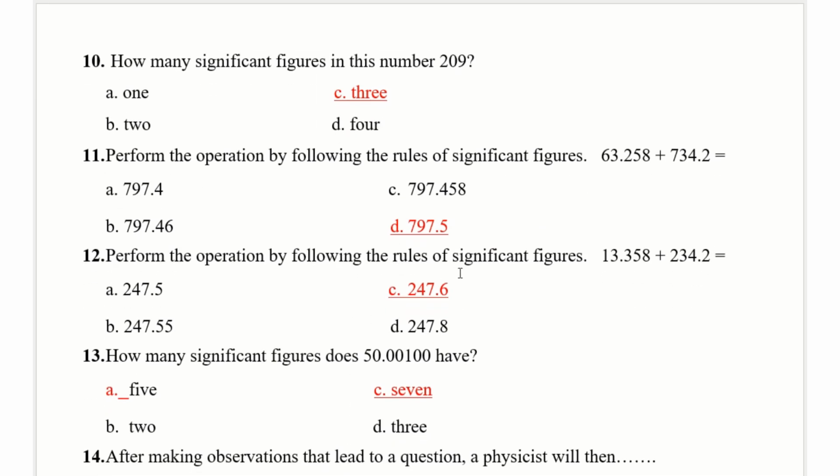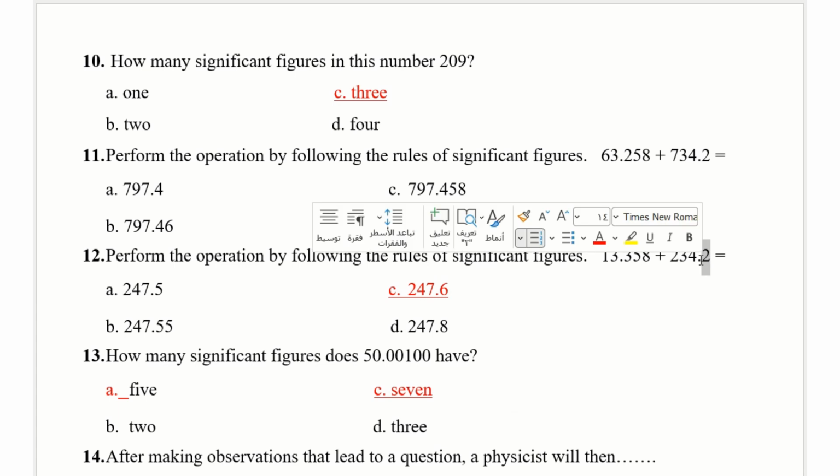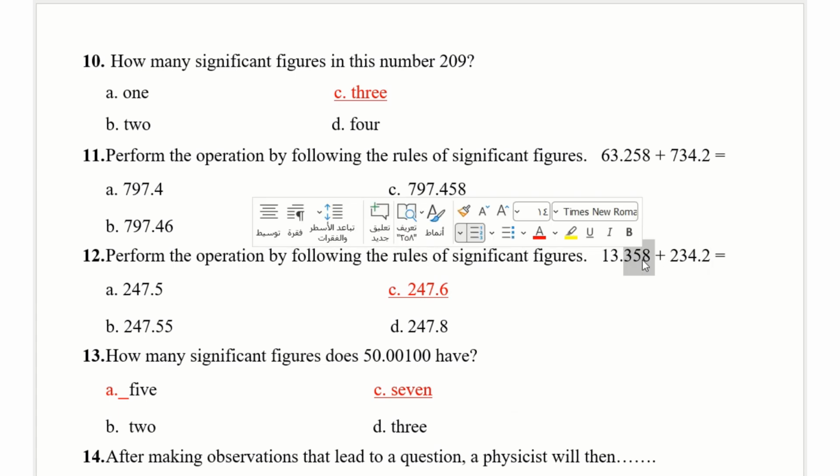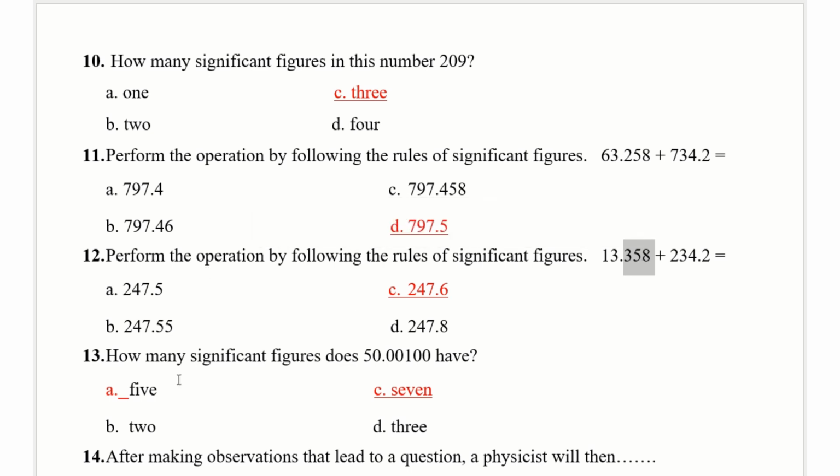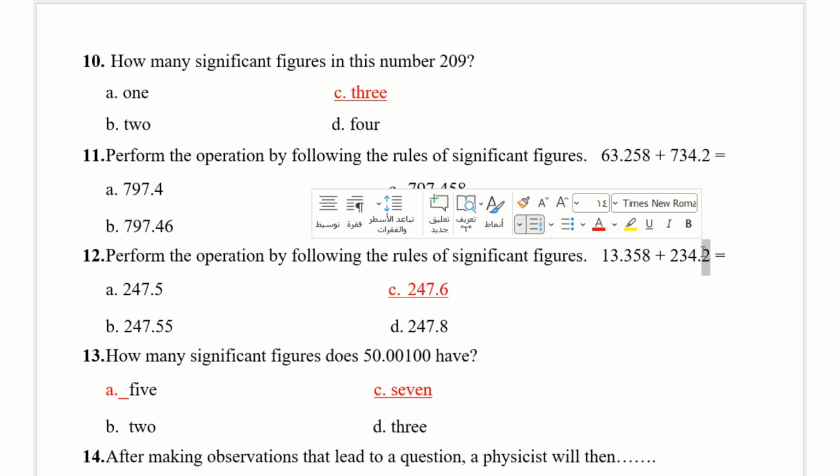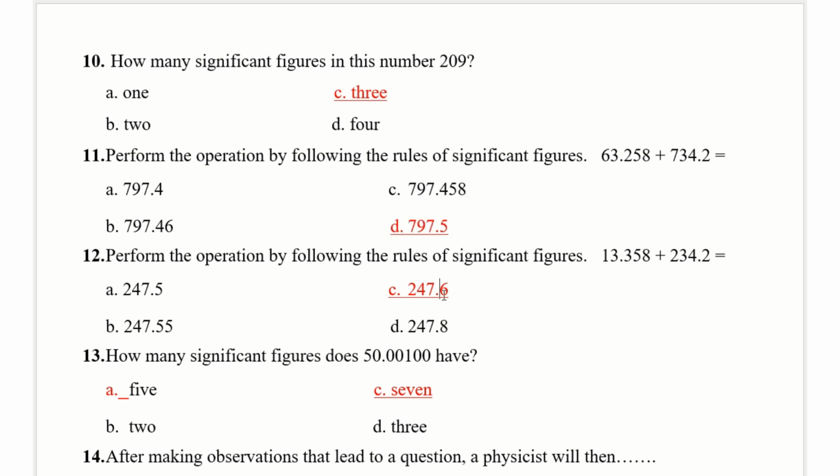Perform the operation by the following of rule significant figures. So also the same thing here, we have addition, so your answer should include only 1 digit because this one has only 1 digit after the decimal. This is 3. So after you add them, 13.2358 plus 234.2, it will become 247.558. So after 5 we have 58, it will become 6. You will round it because I need only one digit, so you cannot erase 58 like this, no, because 58 is more than 5, you have to add to 5, so it will become 6.